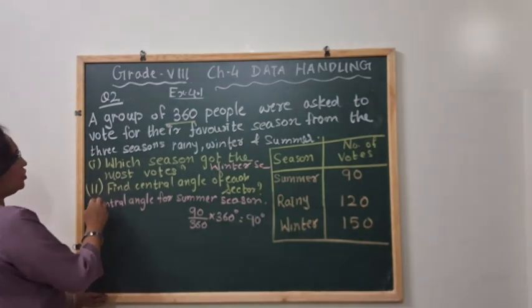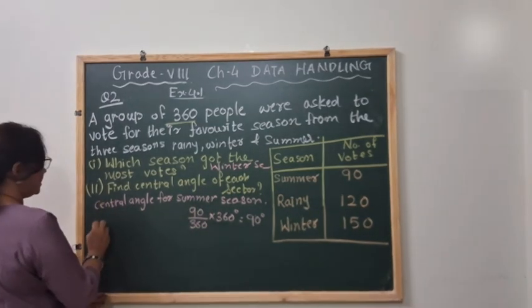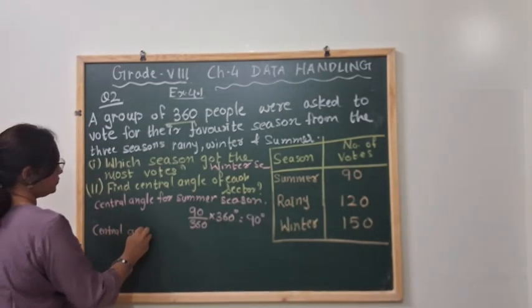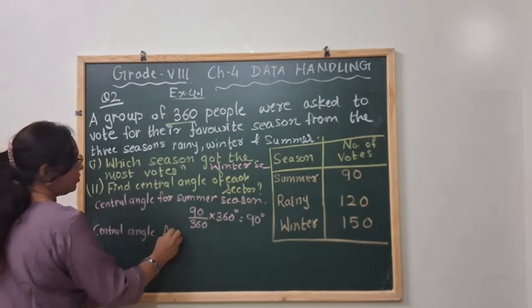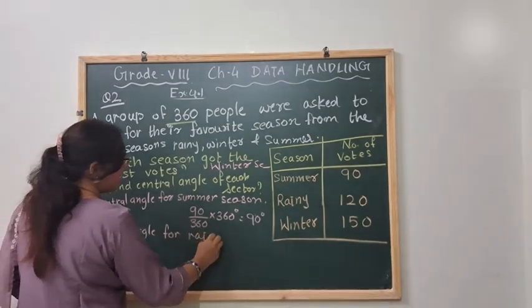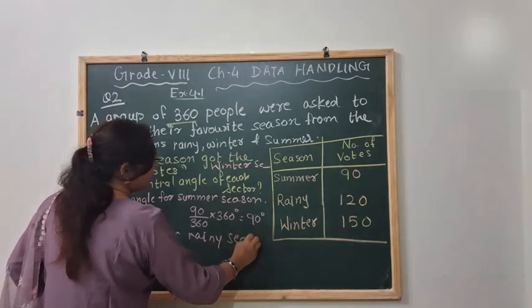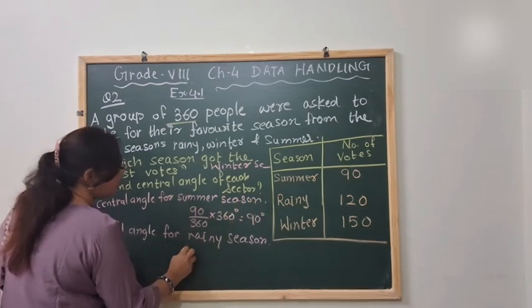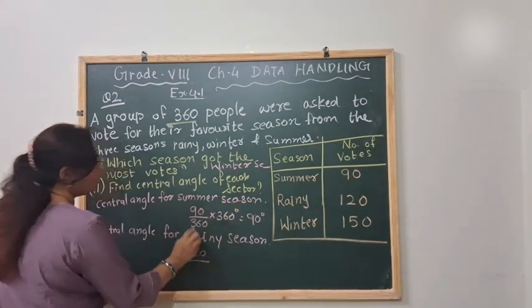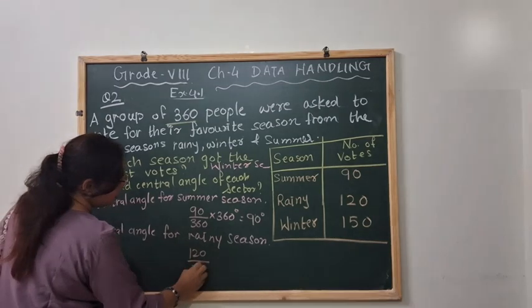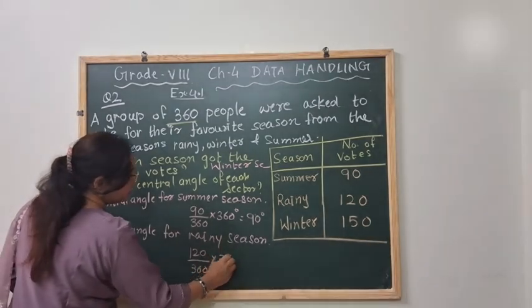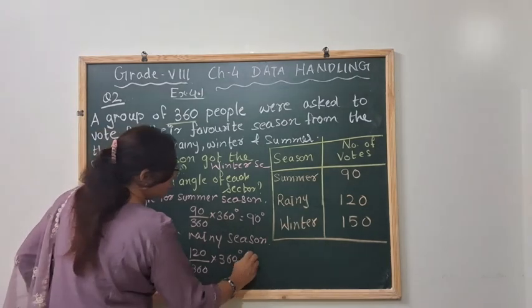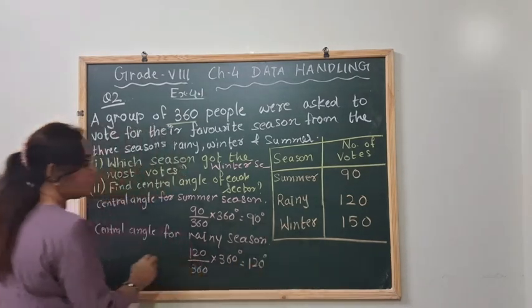Now moving on to the central angle for rainy season. The total number of votes is 120 upon total number of people 360, multiplied by 360 degrees, which is equal to 120 degrees, the central angle for rainy season.